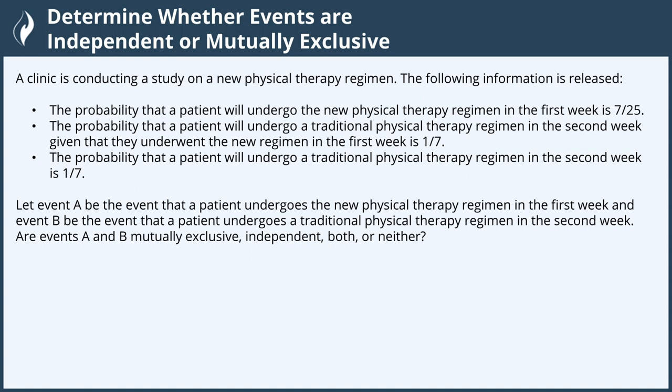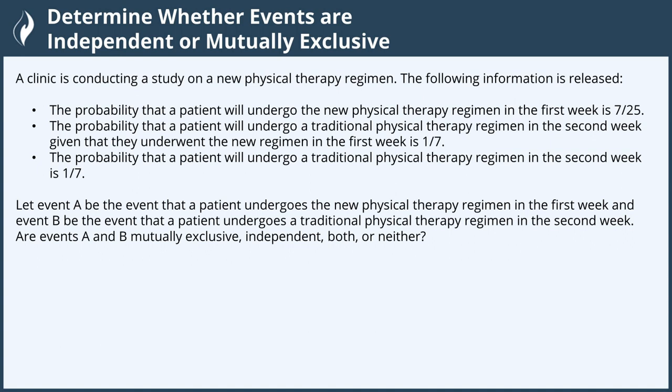Let event A be the event that a patient undergoes the new physical therapy regime in the first week, and event B be the event that a patient undergoes a traditional physical therapy regime in the second week. Are events A and B mutually exclusive, independent, both, or neither? Let's go ahead and break this down.